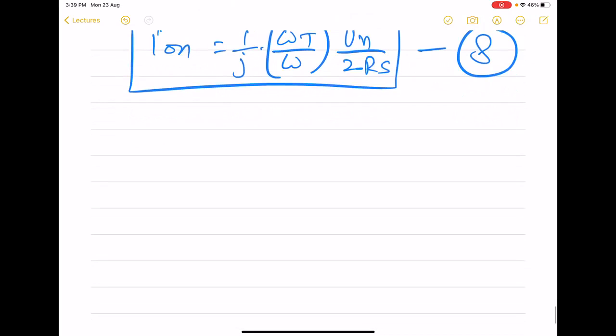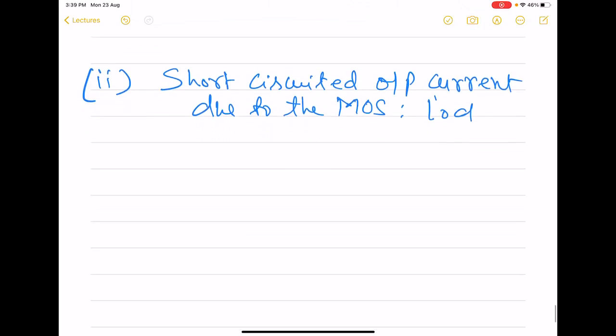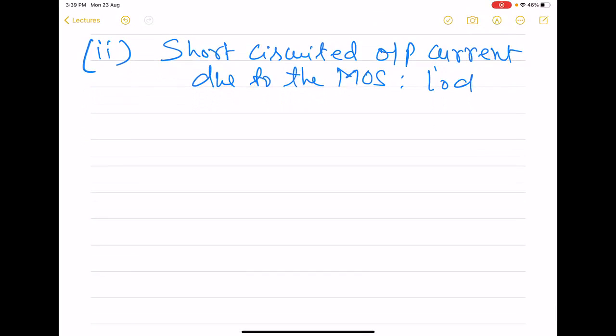Now we have to find out the short-circuited output current due to the MOS itself, and this we will be calling IOD. So we draw the model for the MOS.